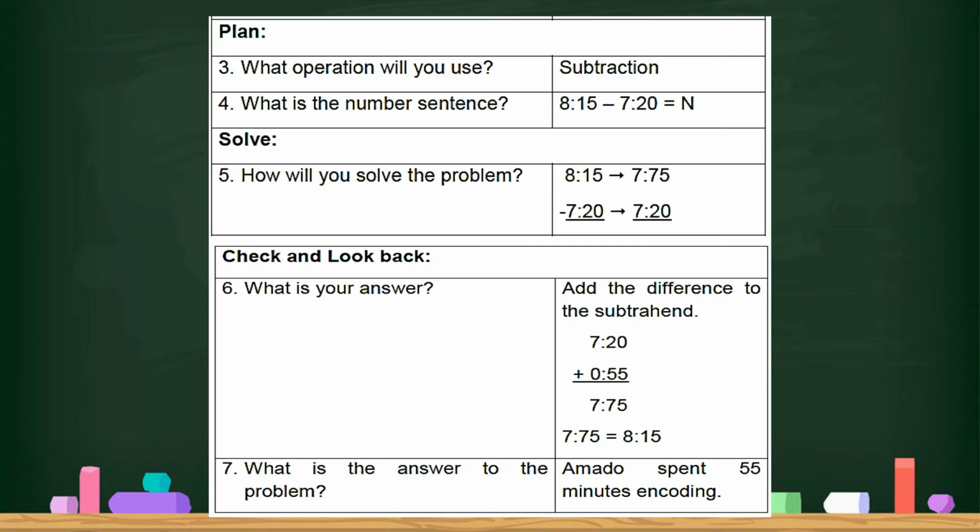Check and look back. What is your answer? The answer, add the difference to the subtrahend. 7:20 plus 55 is equal to 7:75. 7:75 is equal to 8:15. And last one, what is the answer to the problem? The answer is, Amado spent 55 minutes in encoding.